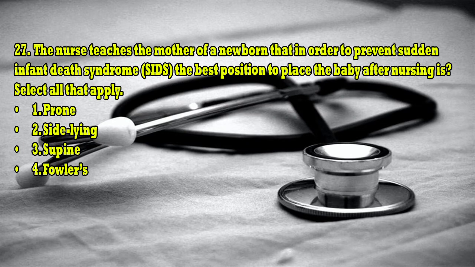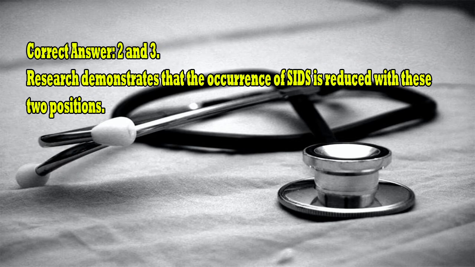27. Question. The nurse teaches the mother of a newborn that in order to prevent sudden infant death syndrome, SIDS, the best position to place the baby after nursing is? Select all that apply. 1. Prone. 2. Side lying. 3. Supine. 4. Fowlers. Correct answer, 2 and 3. Research demonstrates that the occurrence of SIDS is reduced with these two positions.